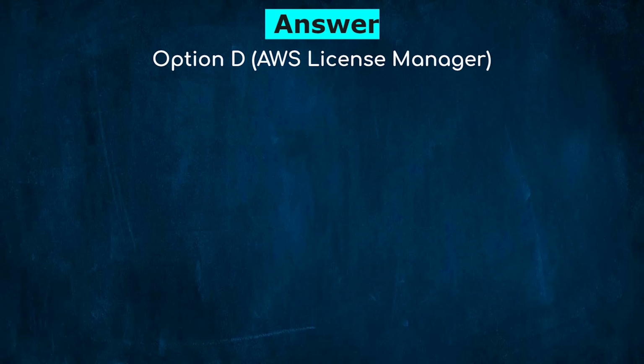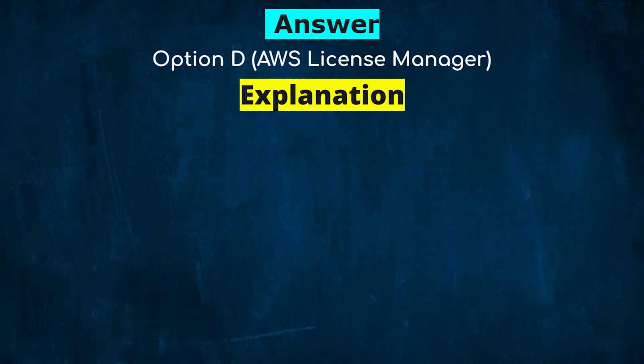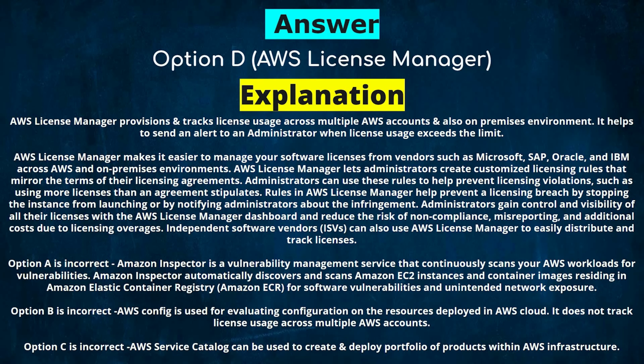AWS License Manager. Explanation. AWS License Manager provisions and tracks license usage across multiple AWS accounts and also on-premises environments. It helps to send an alert to an administrator when license usage exceeds the limit. AWS License Manager makes it easier to manage your software licenses from vendors such as Microsoft, SAP, Oracle, and IBM across AWS and on-premises environments.